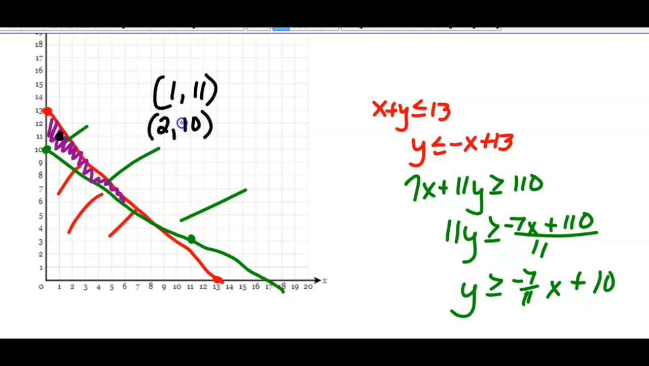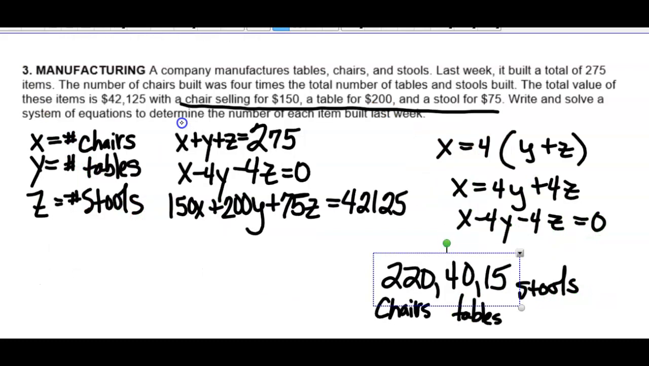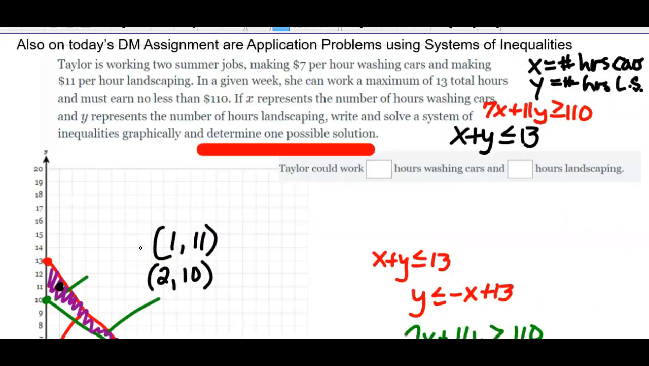Okay. So if you want to double check, you would put them, sorry, I went to the wrong slide. You could put them into these equations and make sure that they are true, like (2,10) would make this be 12, and if you put a 2 and a 10 in here, it would work. So you could put 2 hours washing cars and 12 hours landscaping. Okay, but I believe you will have to drag the equations and shade on Delta Math.